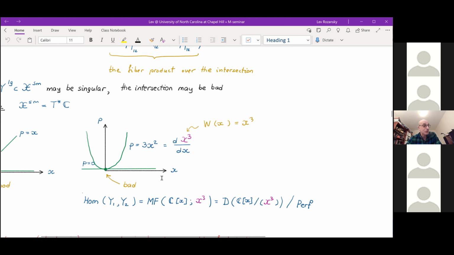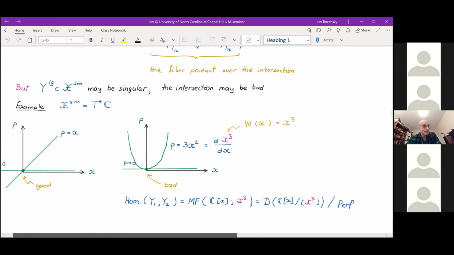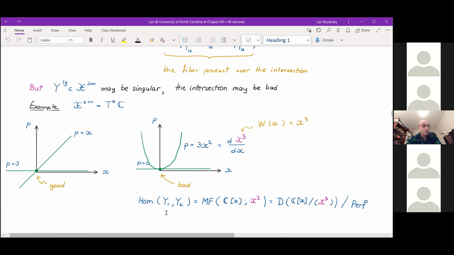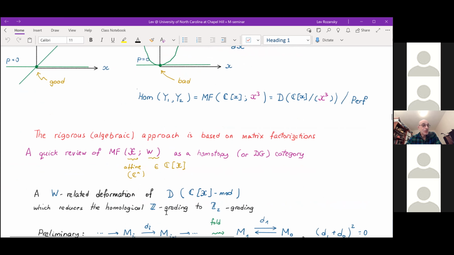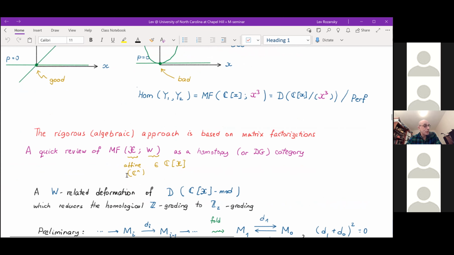Note that it is x cubed, not x squared here. And declare all the finite complexes to be zero objects. So you should look at infinite complexes there, which happen to be periodic. So here is a rigorous approach to the definition of the two categories.